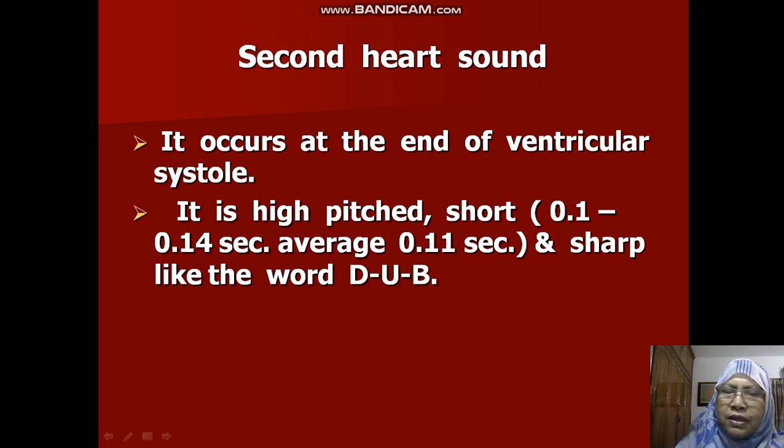Now the second heart sound. It is also audible by stethoscope, and it occurs at the end of ventricular systole. It is high pitched and of short duration, an average of 0.11 second, and it is sharp, like the word dub. First heart sound is lub and second heart sound is dub.